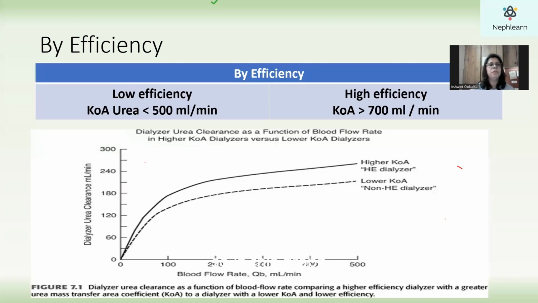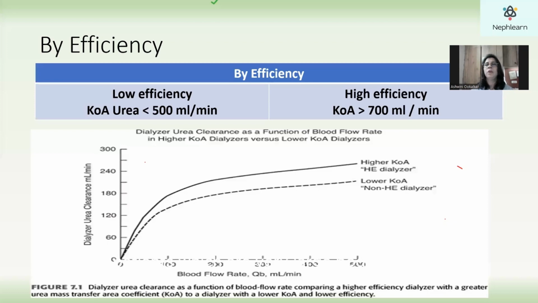So in this graph, you can see that as the urea clearance is increased, this is a higher efficiency dialyzer. So when do we use a low efficiency dialyzer and when do we use a high efficiency dialyzer? A low efficiency dialyzer is used usually in patients who are of smaller size. Like I said, the body surface area of the Asian populations are sometimes smaller than those of the Western populations. And so we can safely use low efficiency dialyzers.